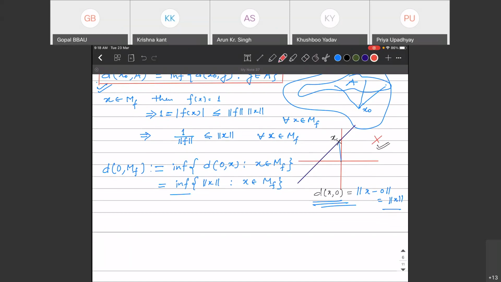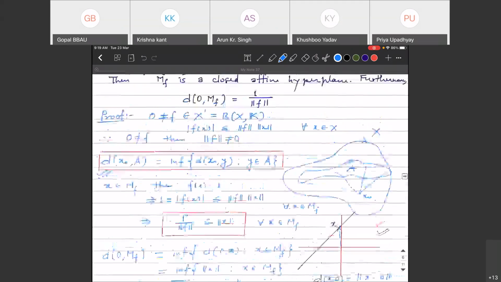And you know norm of x, so this is the infimum. Use this part and take the infimum over all x. If you take the infimum on both sides over x, what do you get? You will get 1 by norm f is less than or equal to the infimum of norm of x, x belongs to MF. So this is nothing but d0 of MF. So you are saying 1 upon norm f is less than or equal to this. Correct?